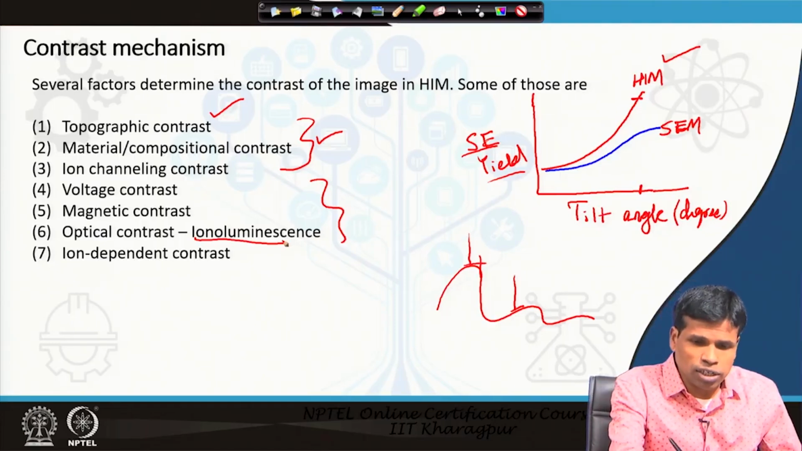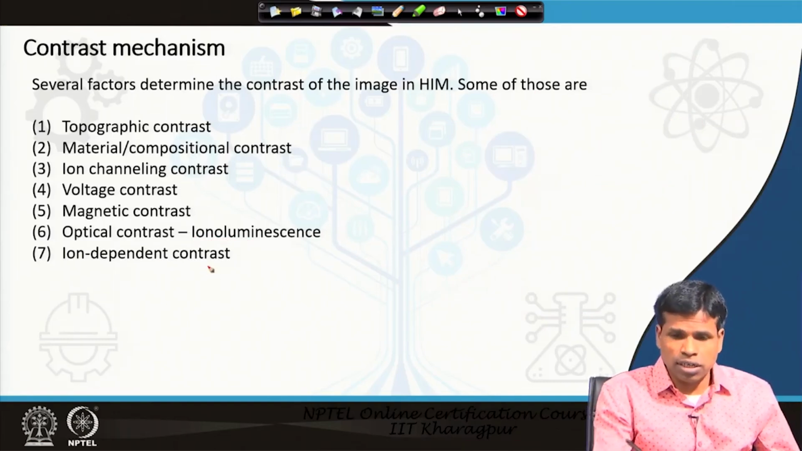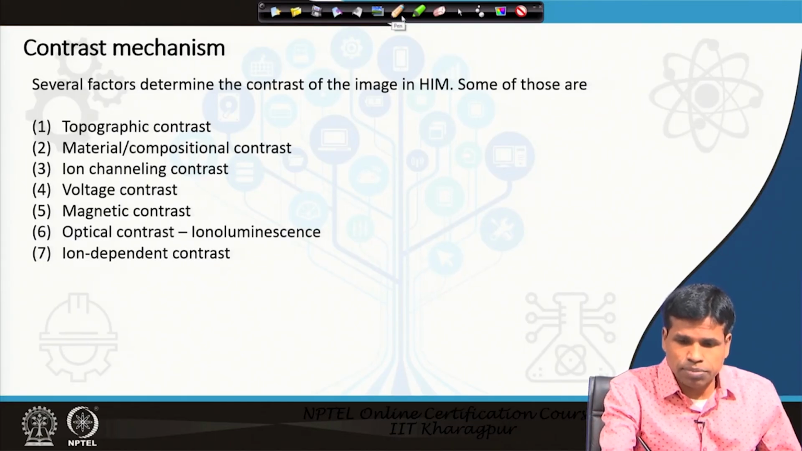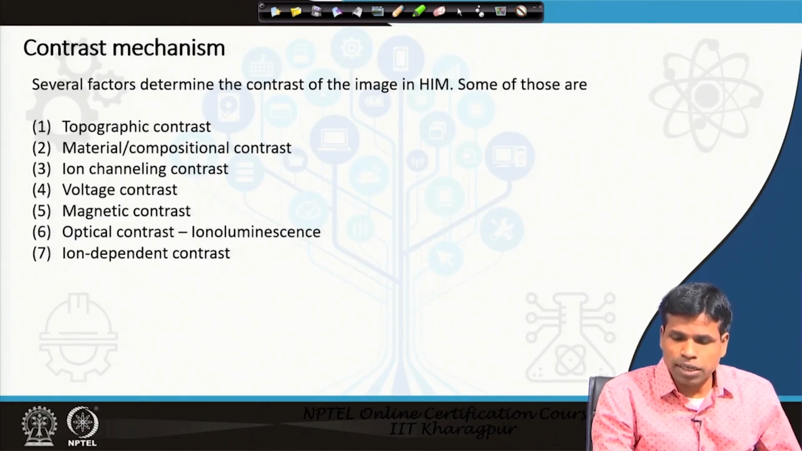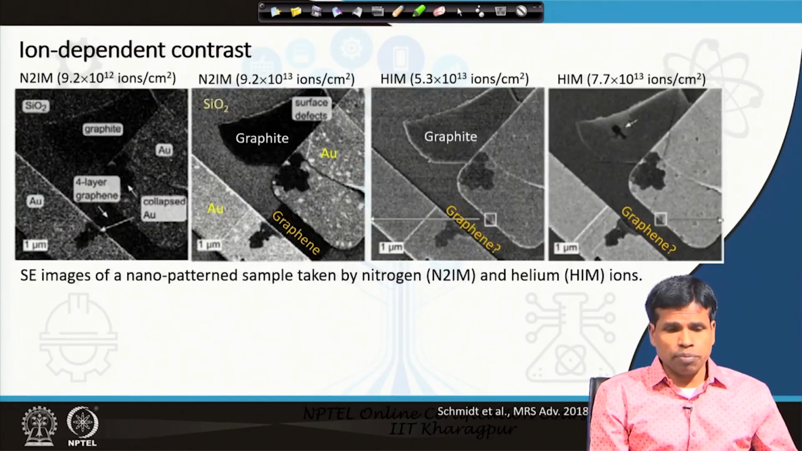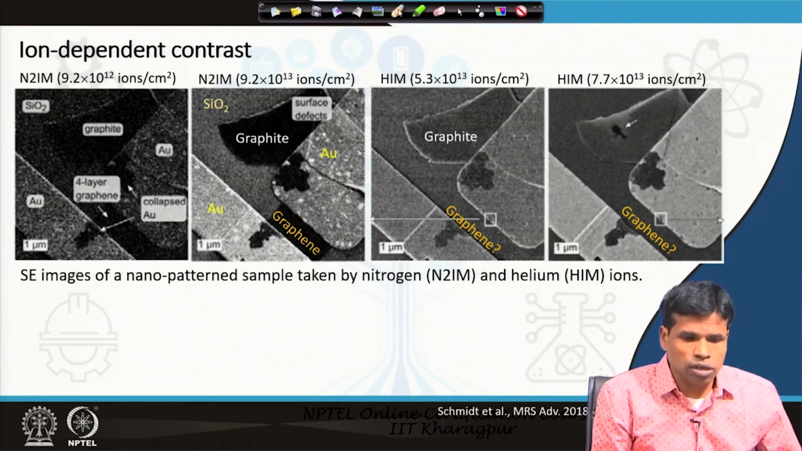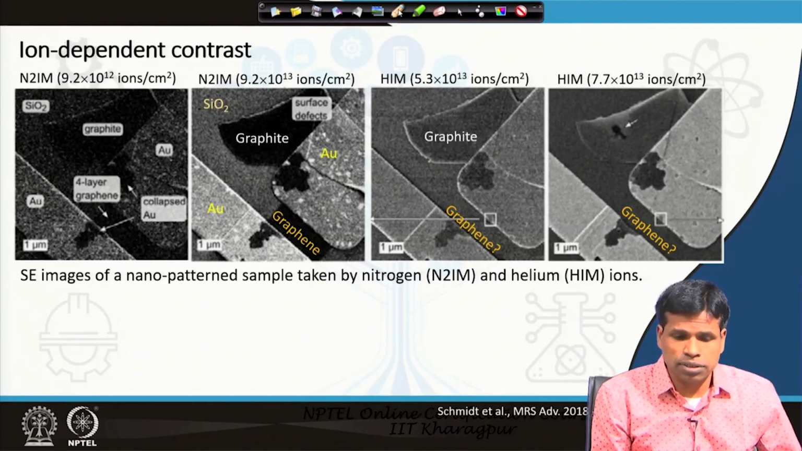What additionally I will talk about here is ion dependent contrast. Ion dependent contrast arises because we can use different types of ions in ion microscopy. All electrons are the same, but not all ions are the same. Therefore, we can change the ions and see what different contrast is observed. Here is a recent study on nitrogen ion microscopy and helium ion microscopy of the same sample.